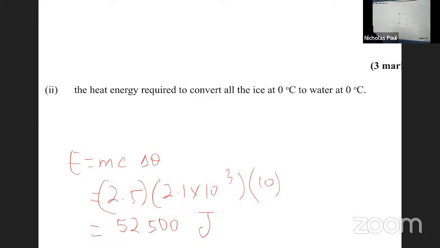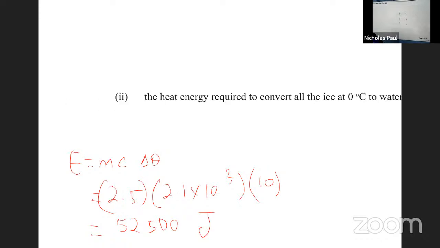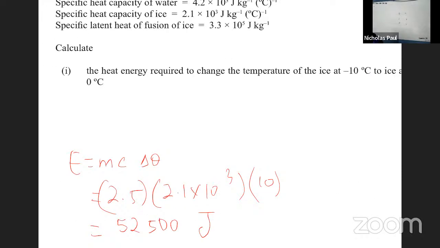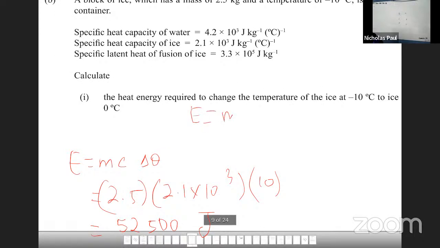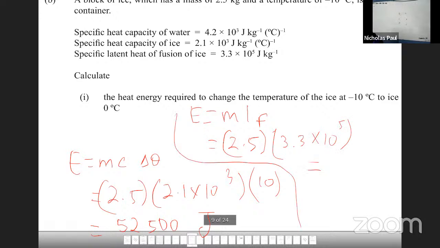The heat energy required to convert all the ice from zero to water at zero. Phase change. So we use then, very good. So it's a phase change. So we use E is equal to mLf. The mass is the same, 2.5. And Lf is 3.3 by 10 to the 5. How much is that? SI unit of joules.